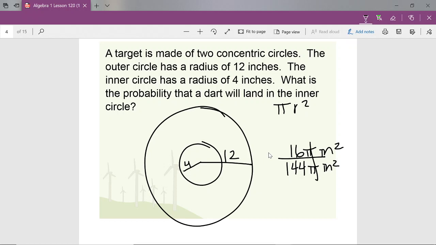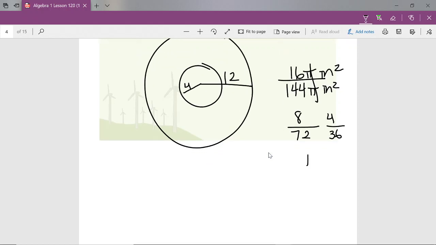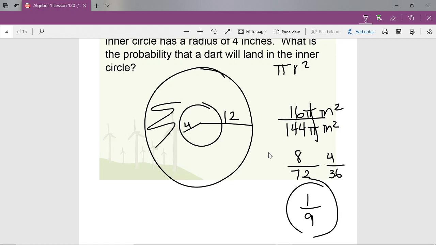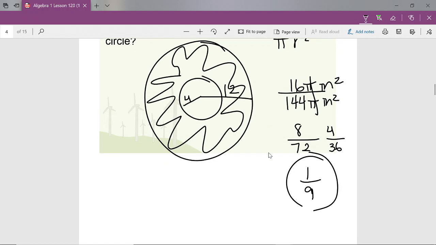You can reduce the pi's. Let's say we reduced by 2, so we have 8 over 72, reduce again by 2s, let's say. We have 4 over 36, reduce again, and of course that is 1/9. So we have a 1/9 probability of getting in this small area. But what if somebody said, you know what, I want to know the probability of getting in this outside area? Well, you would go about it in a very similar way. You would say the total area here is 144 pi inches squared.